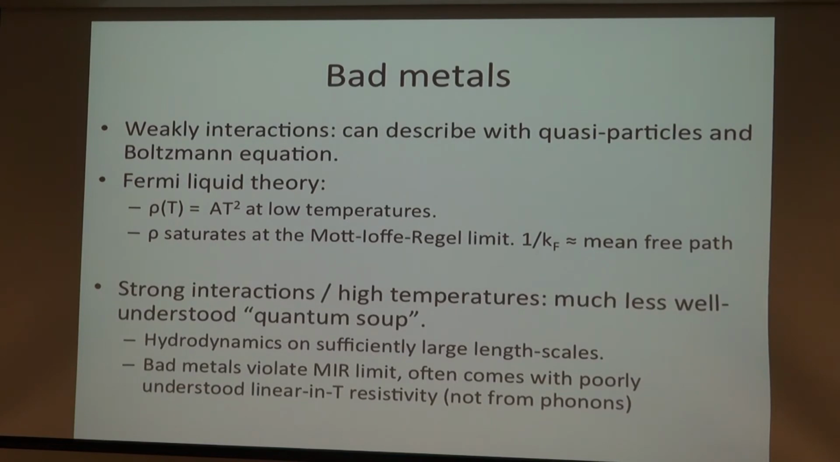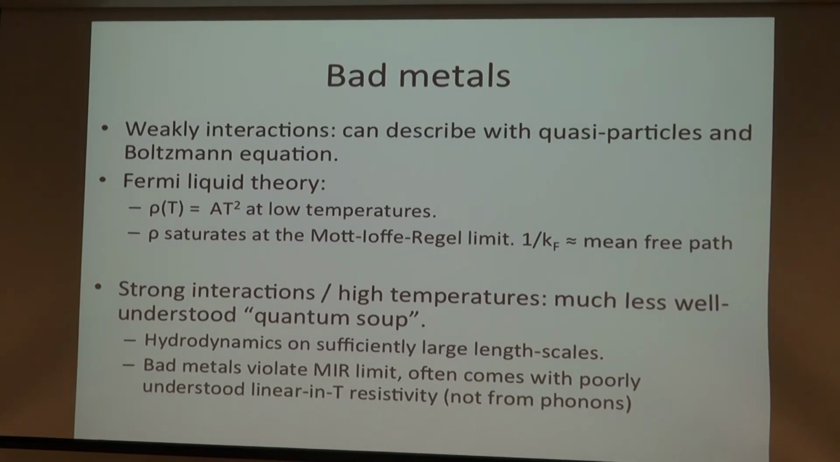So basically, a bad metal is something that violates these things. At strong interactions and high temperatures, we can't use this Boltzmann theory anymore, and we don't have many good tools for transport. All we have is hydrodynamics on sufficiently large length scales. In experiments, you find that these bad metals violate the MIR limit. They just go through this bound, completely ignoring the MIR bound. And often you see a linear in temperature resistivity that's not coming from phonons.